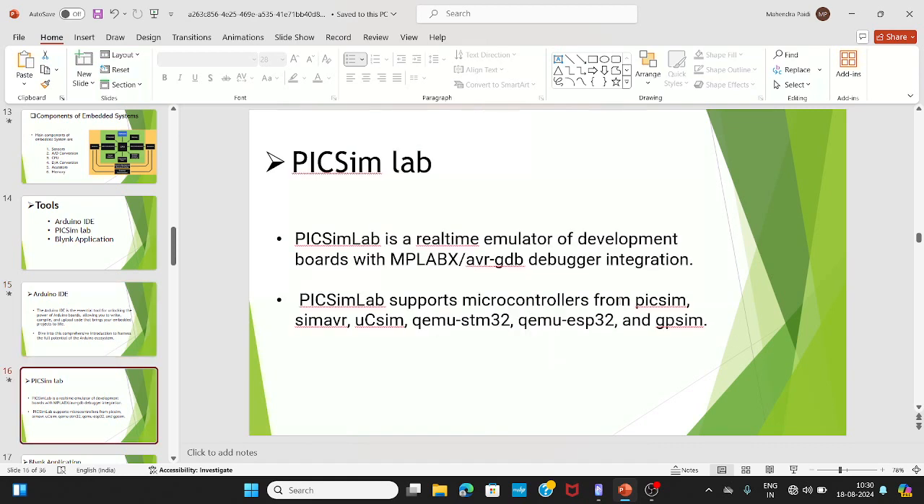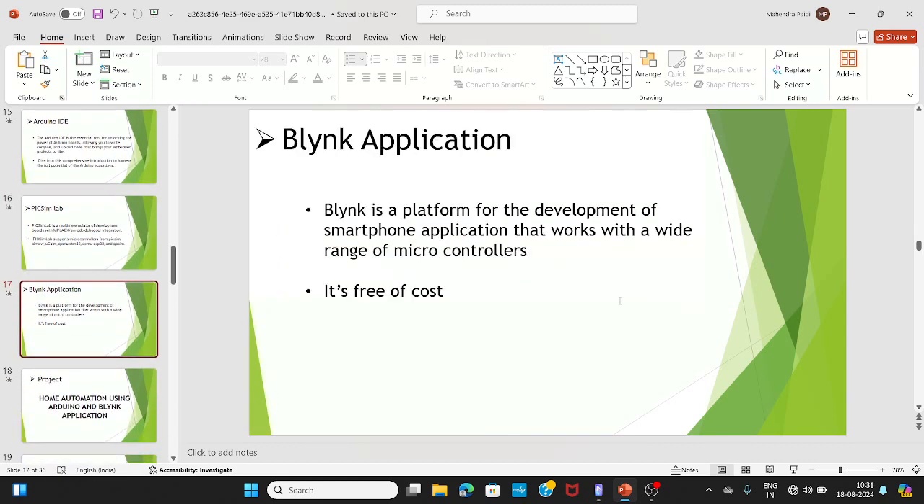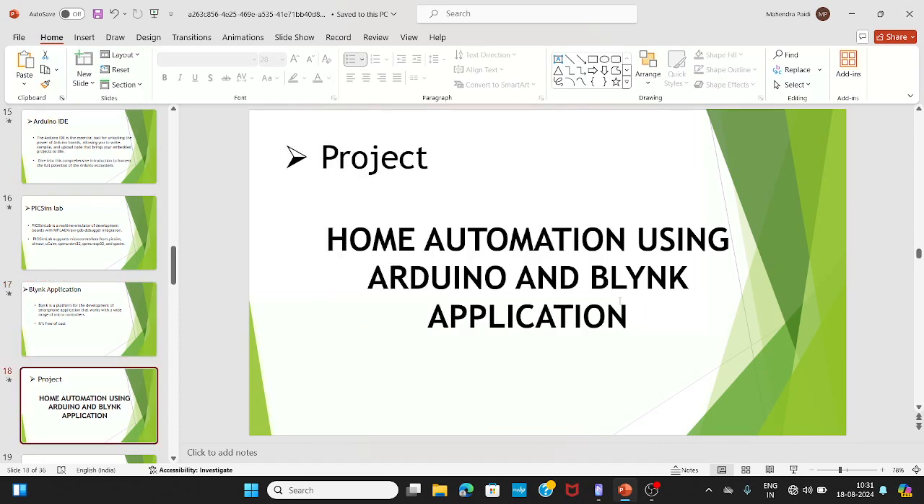Proteus Lab is a real-time emulator of development boards with MPLAB X debugger integration. Blynk application. Blynk is a platform for development of smartphone applications that works with a wide range of microcontrollers. It is free of cost.